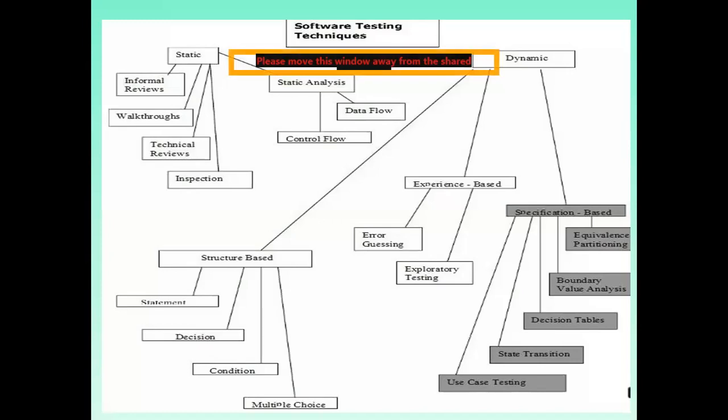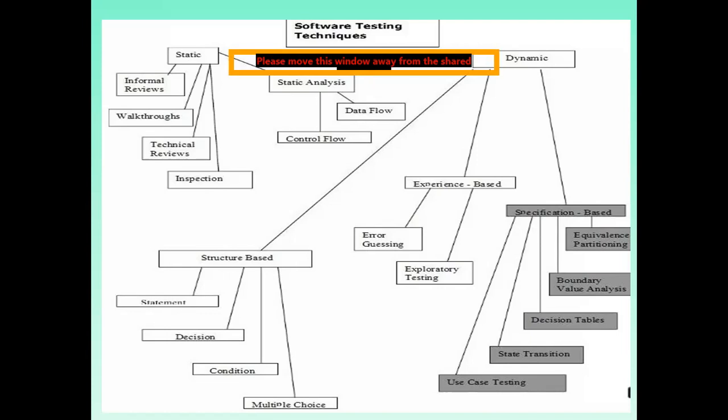Now we have already gone through this diagram. Here the testing techniques are divided into two parts, static and dynamic. Static we divide into informal reviews and static analysis, and static analysis is again divided into data flow and control flow. Then static is again divided into walkthrough, technical reviews, and inspection.